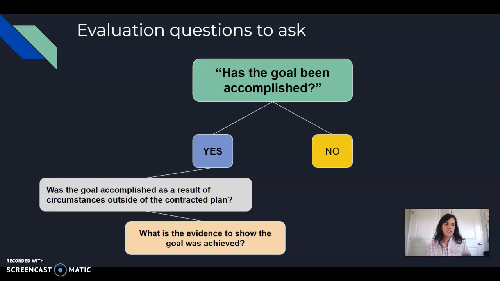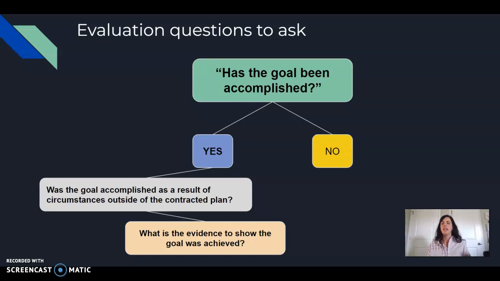So you do want to do good due diligence and make sure there weren't outside circumstances that contributed to goal completion. They're not bad things, it's part of the client's life, but you then don't want to make the assumption that your intervention worked and would work for everybody. It's not the strongest assessment piece when outside influences solve the problem for you. And then you just want to know, what is the evidence to show that the goal was achieved?